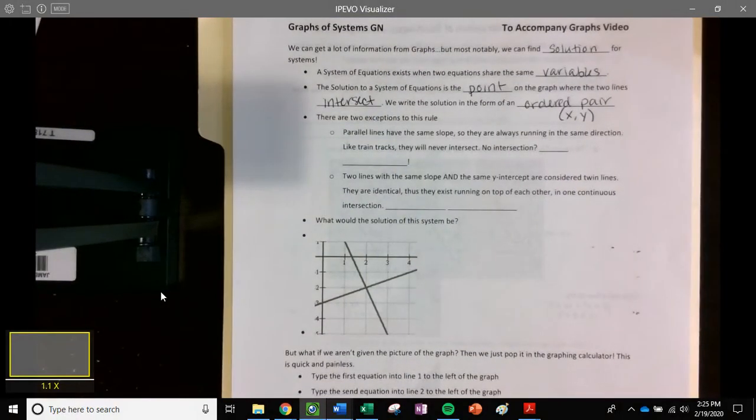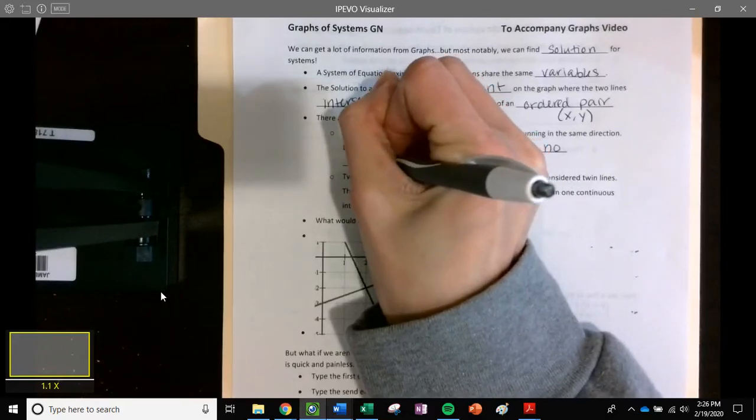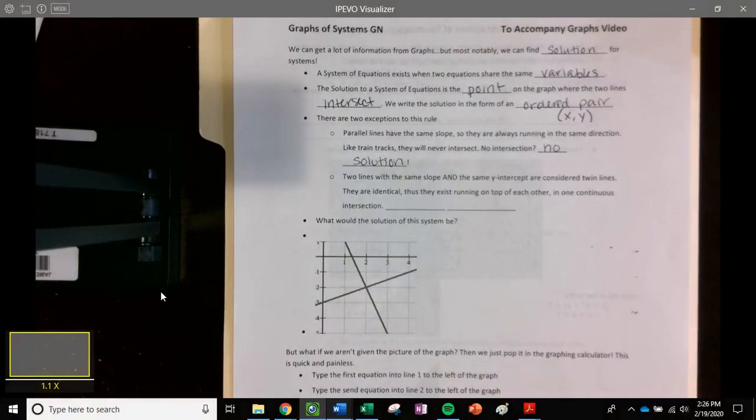There's two exceptions to this rule. If the system is two parallel lines that have the same slope, they're always going to be running in the same direction next to each other. And just like train tracks, which is a great example of parallel lines, those two lines will never intersect. They're never going to cross over. The train wouldn't be able to go. So they will never intersect. And no intersection means no what? Solution. If they don't cross each other, then there's no solution.